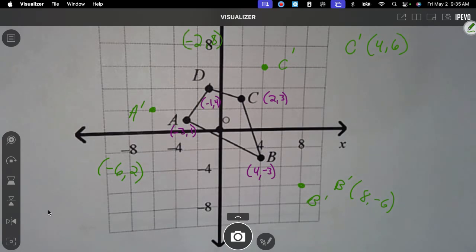Oh, I'm kind of in the way. That's right here. That's B prime. And here it is. Doesn't it look 2 times bigger? I'm pretty sure that line is supposed to be straight under there. I don't know. Maybe not, but there you go.